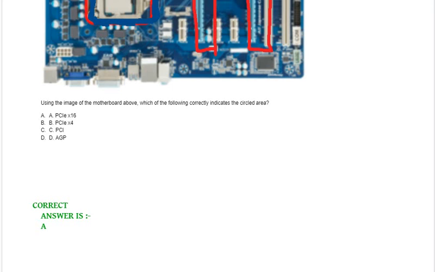Using the image of the motherboard above, which of the following correctly indicates the circled area? Option A, PCIe x16. Option B, PCIe x4. Option C, PCI. Option D, AGP. Correct answer is option A.